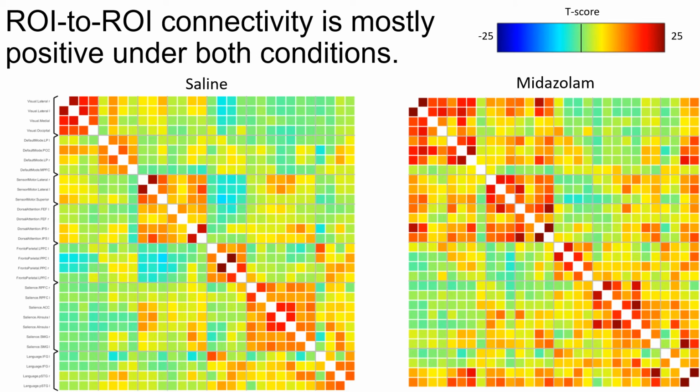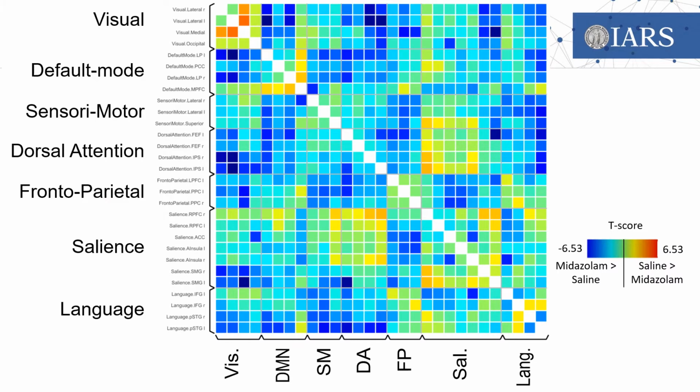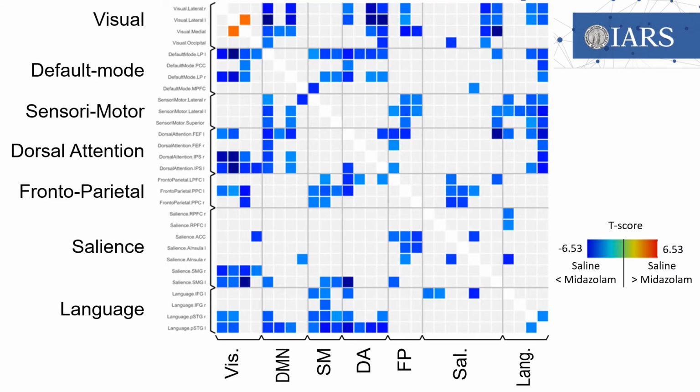Then on the right, we see the same matrix of values under the midazolam condition. Taking the statistical difference between those two conditions gives this matrix of saline minus midazolam functional connectivity changes. There is an issue of multiple comparisons to consider, and these are connectivity changes that survive a threshold controlling the overall false detection rate at 5%.